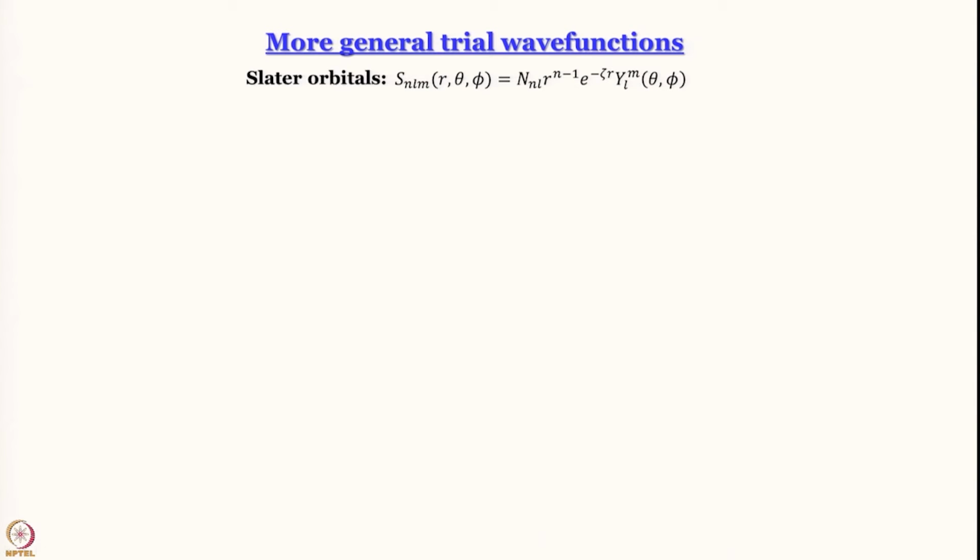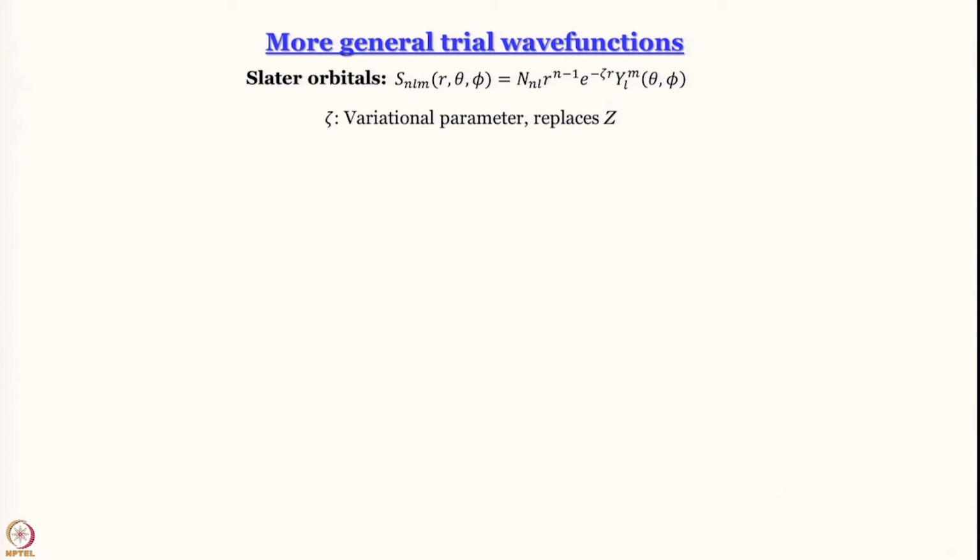What would that function have been in case of atomic orbital? It would have been e to the power minus Z r, is it not? So, Z is your nuclear charge, right, the atomic number. So, instead of Z we are using a variational parameter zeta. It replaces Z in the expression for a hydrogen atom wave function.